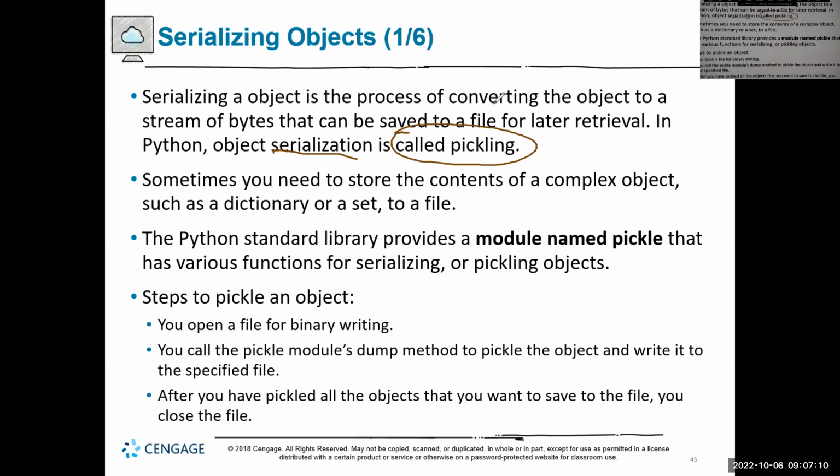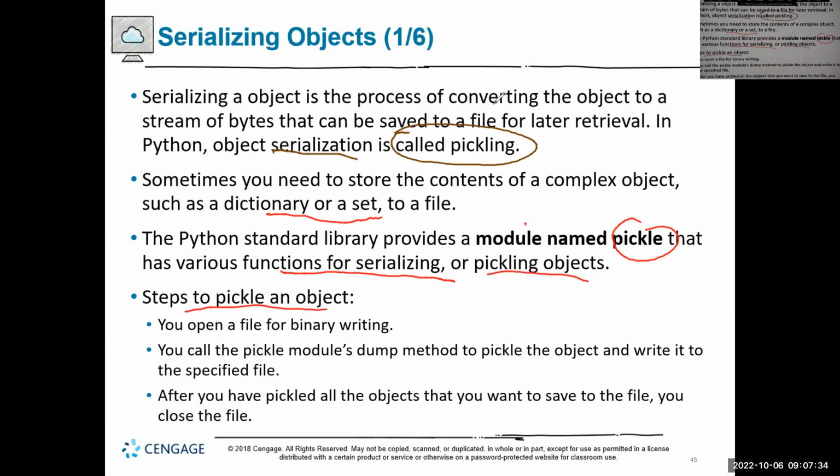And so sometimes you need to store the content of a complex object, such as a dictionary or a set, into a file. The Python standard library provides a module named pickle, which has various functions for serializing. And if you want to know what is in pickle, you can search it up here.